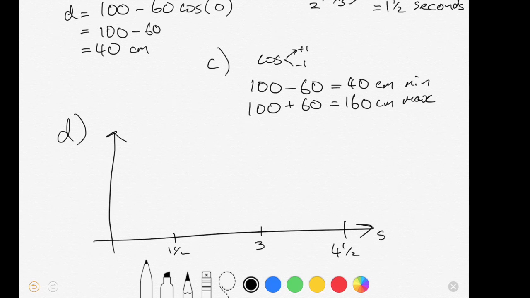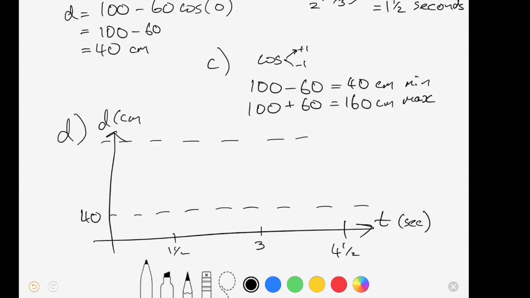We always need to make sure with application problems we label our graphs appropriately. They're not X and Y anymore, they're T, which is in seconds, and D, which is in centimetres. And we know our minimum, I like to draw a little dotted line for our minimum, which we worked out to be 40. And a dotted line for our maximum, which we worked out to be 160.